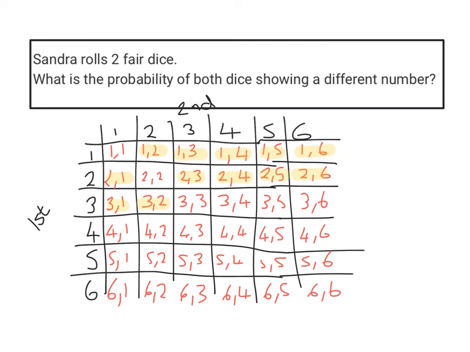I'm not going to highlight 3, 3. I'm not going to highlight 4, 4. And I'm not going to highlight 5, 5. And I'm not going to highlight 6, 6. And let's just count how many we had.